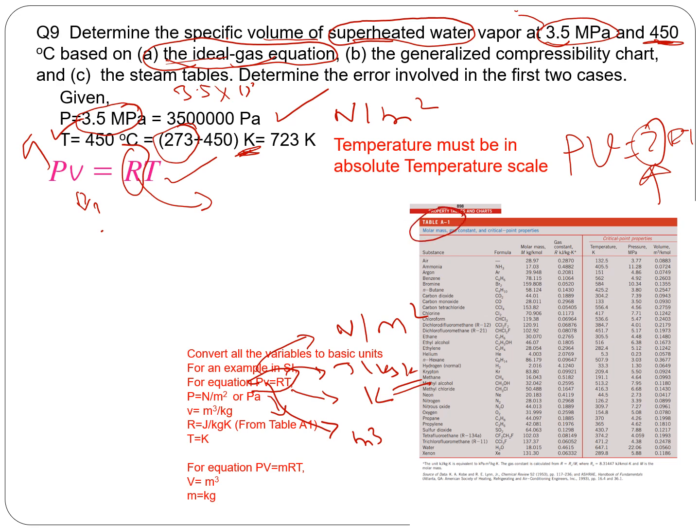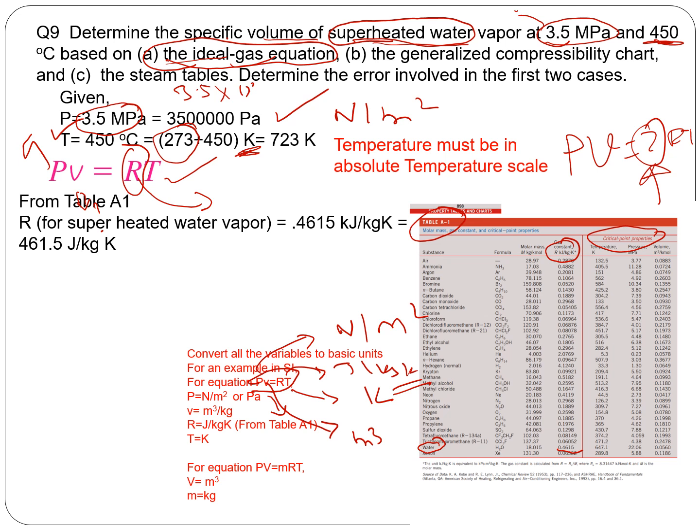Where do you need to look? It's superheated water, so you need to find where water is. Water is here. You see the critical properties are given, and also R, the gas constant. This is given as 0.4615.